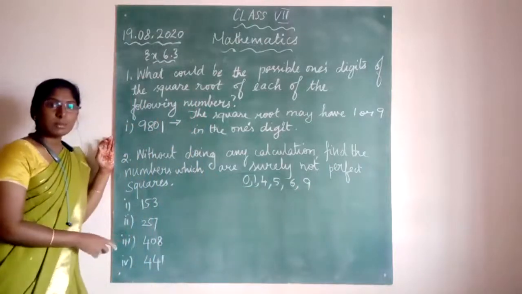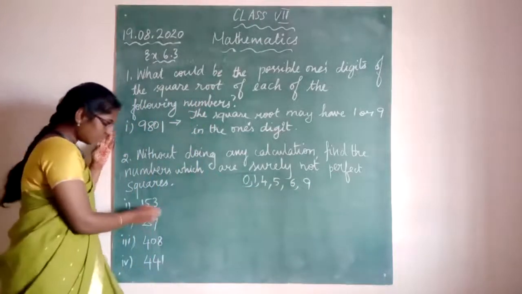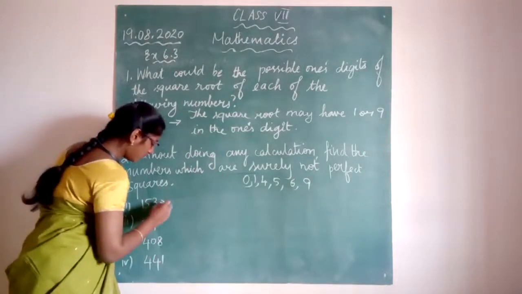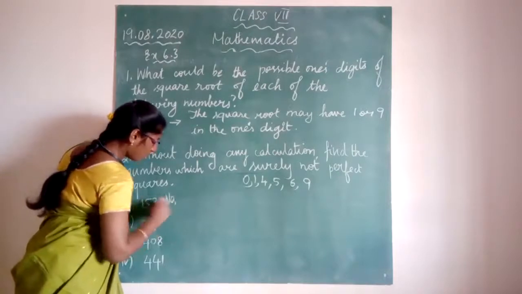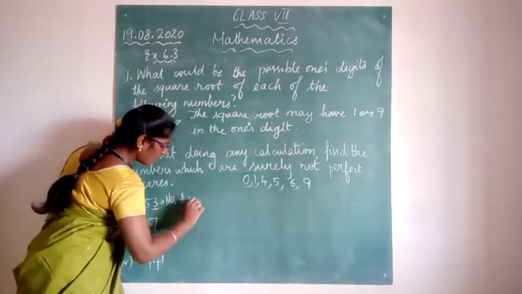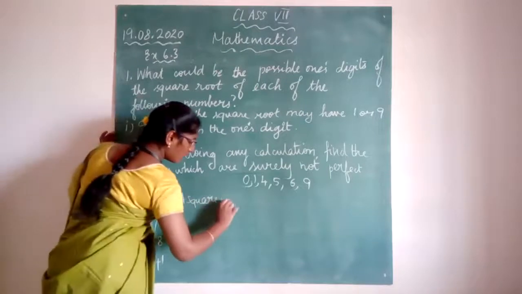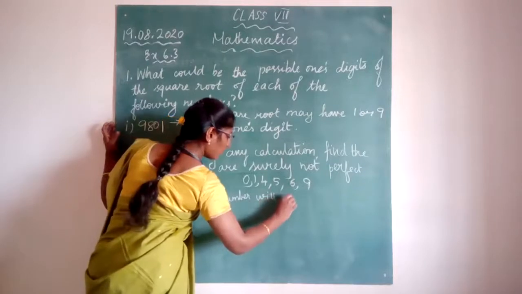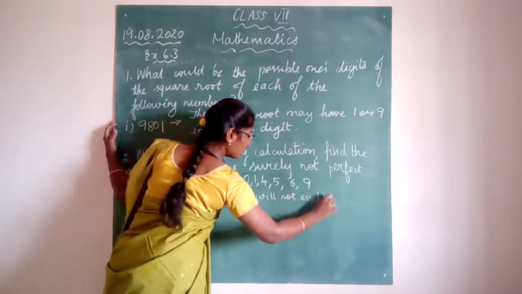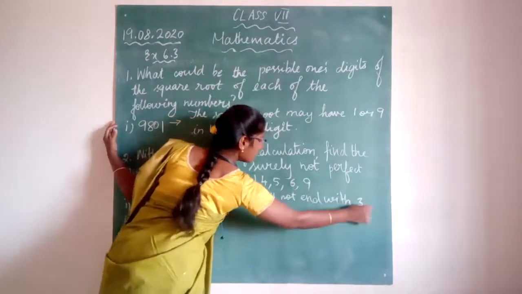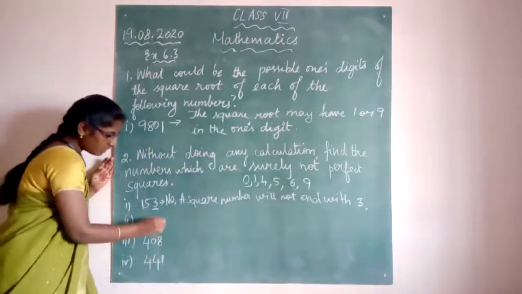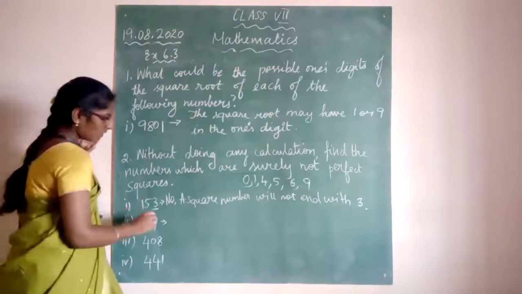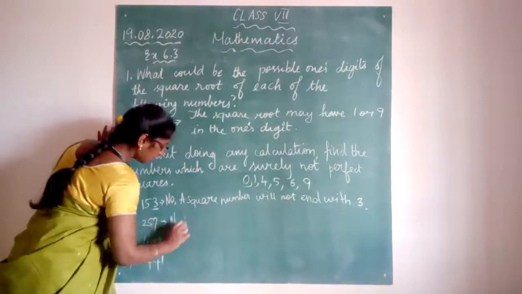So is there any possibility for a square number to end with 3? No, it is not possible. So you will write no. What is the reason? A square number will not end with 3. Okay, so is it possible for any square number to end with 7? No. So you also write the same sentence here.